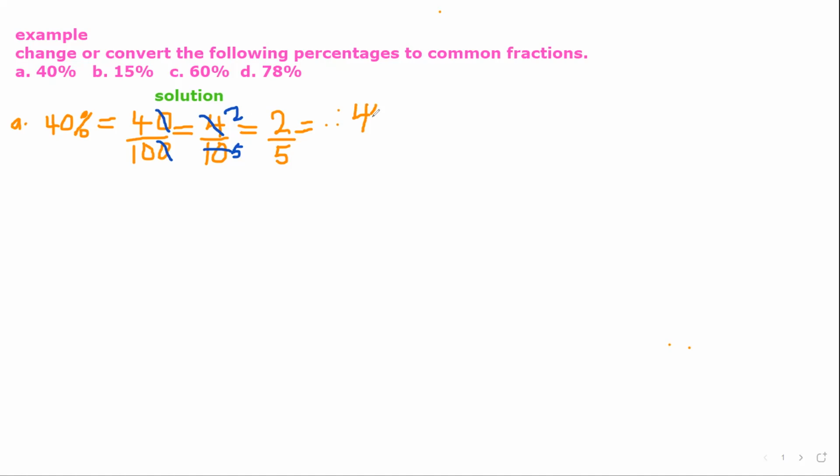40% is equal to 2 out of 5. Okay, good, you have done. So this is how to change 40% to a common fraction. Now 40% in a fraction is 2 over 5 or 2 out of 5. Now let's take the B. The B is 15%.